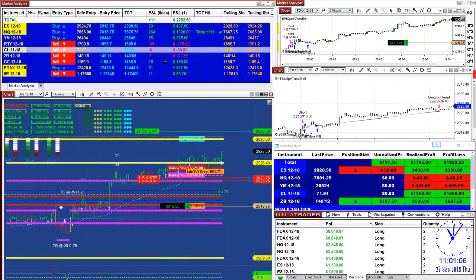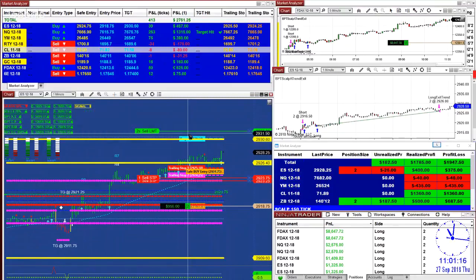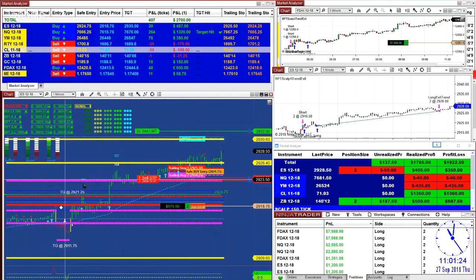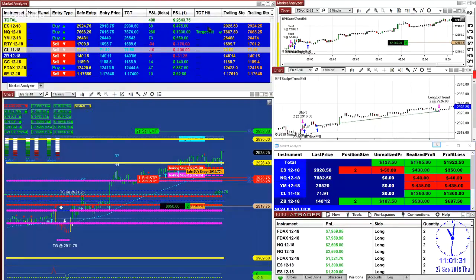The target is 29, 30, 75. There is nothing left in it. We are 400 ticks on the market analyzer based on the last entry signal. In total, 400 ticks.